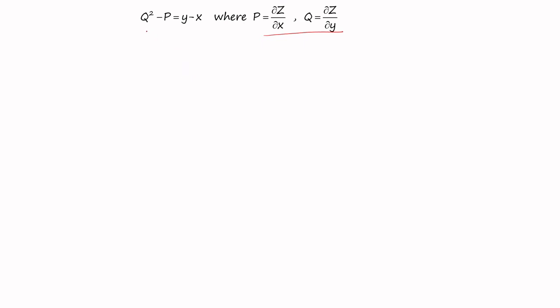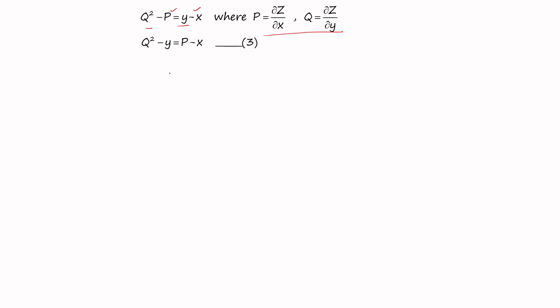In this problem we have P, Q, and x, y alone present. So this is of the fourth type: equations reducible to the fourth type. In that case you have to take x terms together and y terms together. So Q squared minus y is equal to P minus x, taking P to the other side. Number this equation as 3.